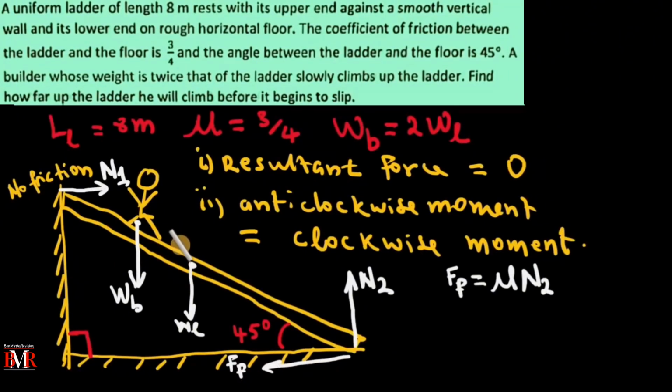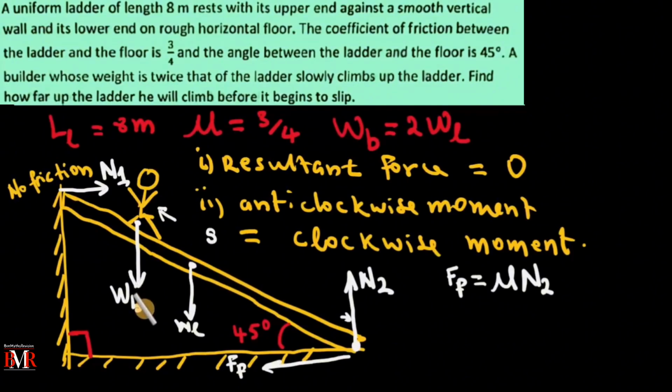The question is, we want to know the distance that this builder has achieved by climbing this ladder from here to this point, while maintaining the system in equilibrium. So let's say the distance from this point to this point is s.